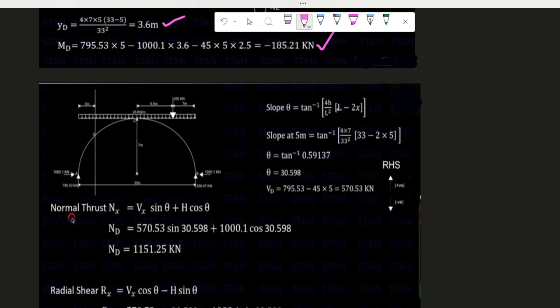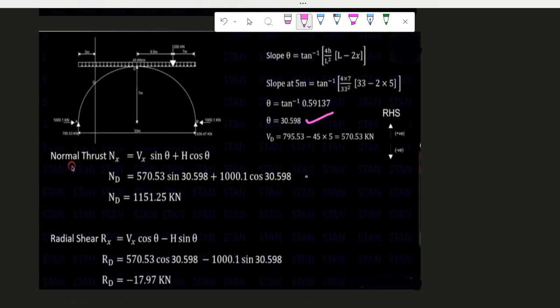Next, find the slope angle using the formula theta equals tan inverse of 4h over L square into (L minus 2x). Here h is the rise of the arch, 7 meters, L is the span, 33, and x is the distance from the left support to the section, 5 meters. Substituting, theta equals 30.598 degrees.